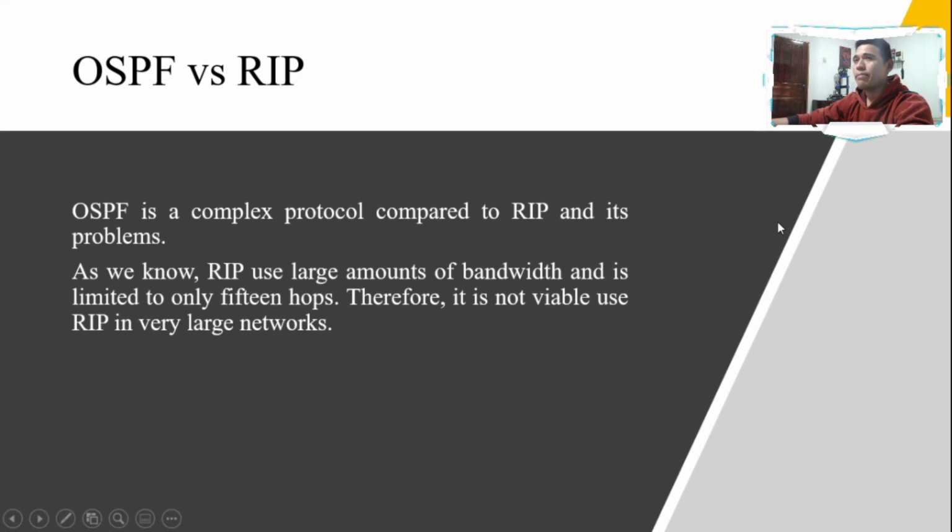OSPF versus RIP. OSPF is a complex protocol compared to RIP and its problems. As we know, RIP uses a large amount of bandwidth and is limited to only 15 hops or jumps. Therefore, it is not viable to use RIP in very large networks. Imagine a network with 50 routers. Communication is impossible.